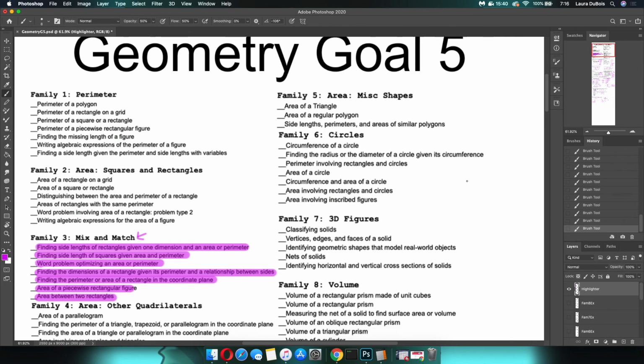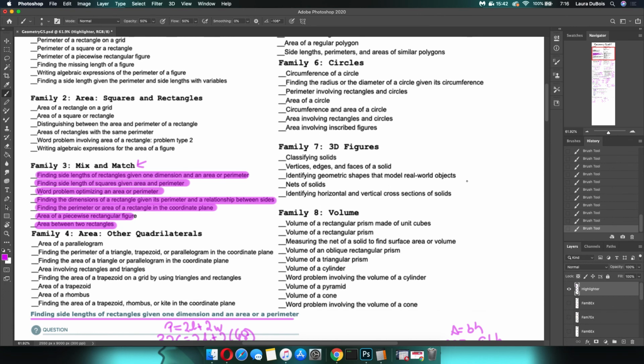Now that we have some of the mix and match taken care of, we're going to take care of everything necessary with family 4, which is still on quadrilaterals, quadri meaning 4 and lateral meaning side. So we're still on 4-sided objects, but now we're going to do some of the fun ones.